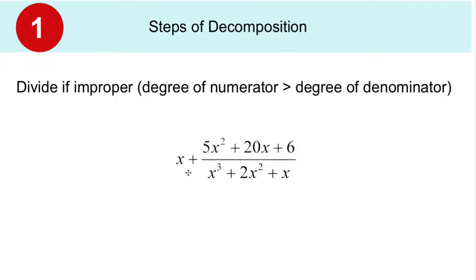So when you did your long division, you should have found that you got x, and then a remainder of 5x² + 20x + 6. And now the degree of the numerator of this rational expression is less than the degree of the denominator, so we can go on and decompose.